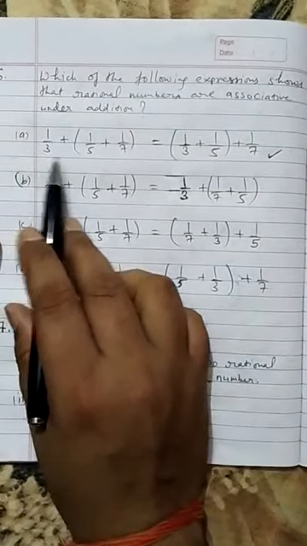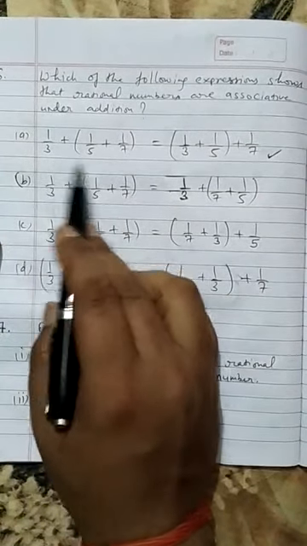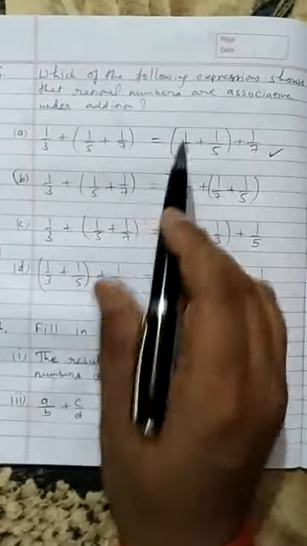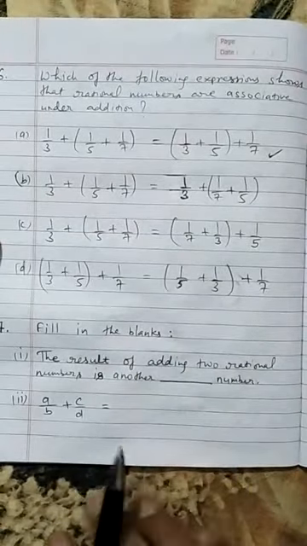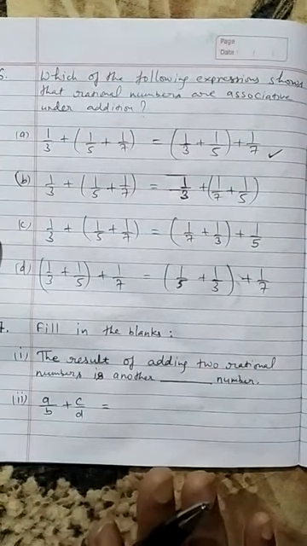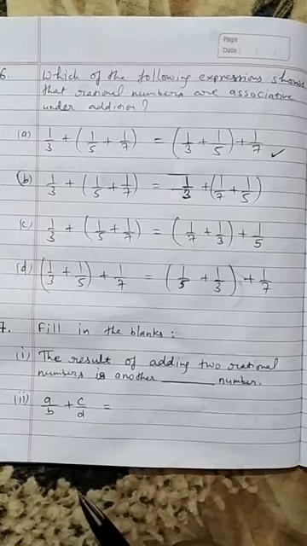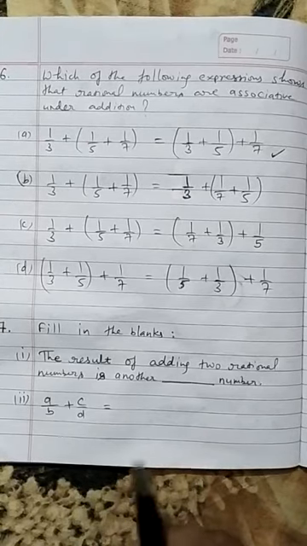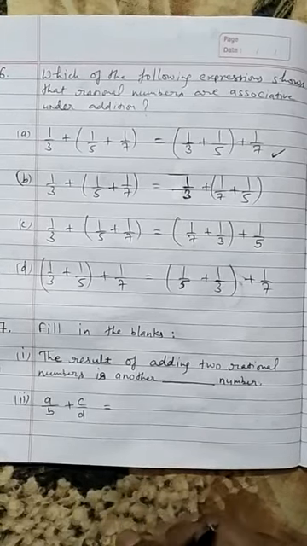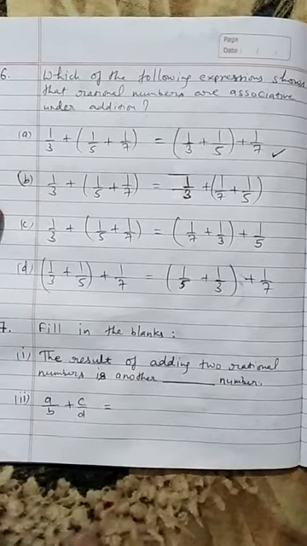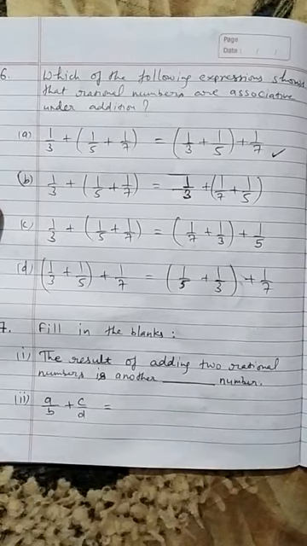If you add the left hand side, and if you add the right hand side, in both cases you will get the same answer. The left hand side, LHS, and the right hand side, RHS, both sides will be equal. So this is called the associative property under addition. This is true for addition and multiplication both.